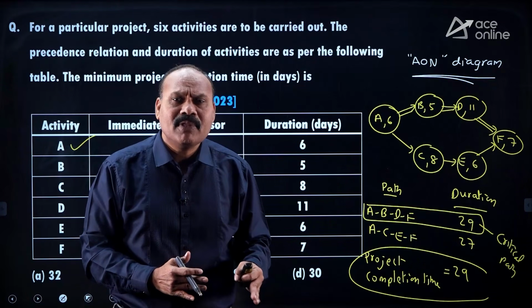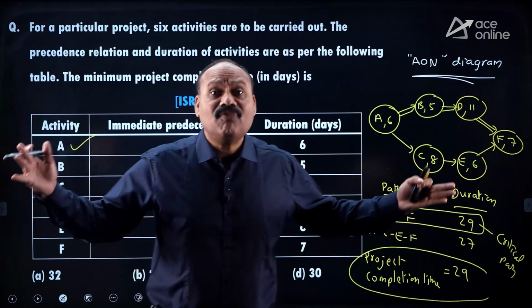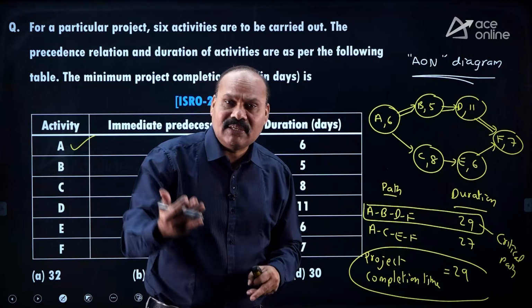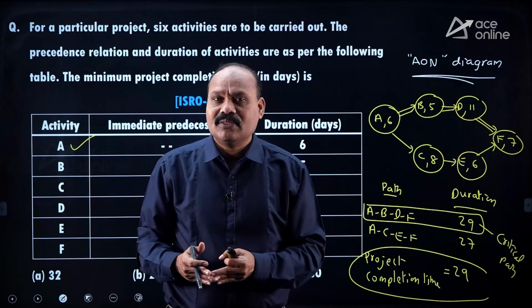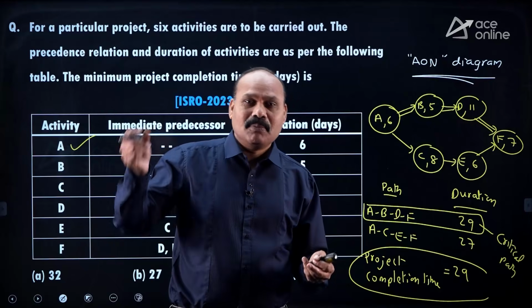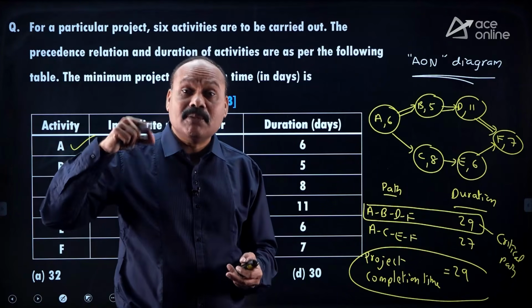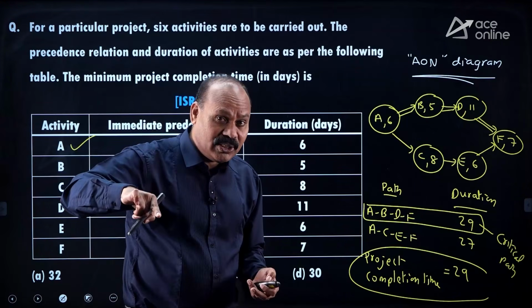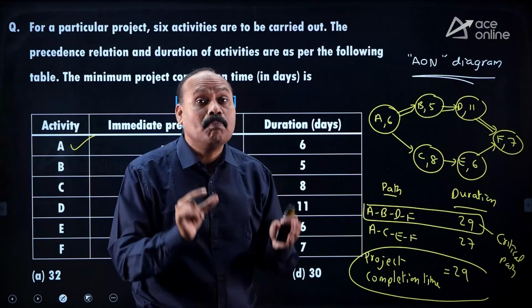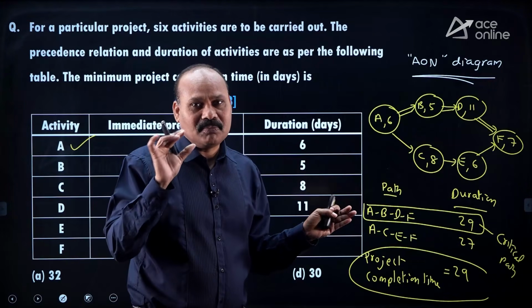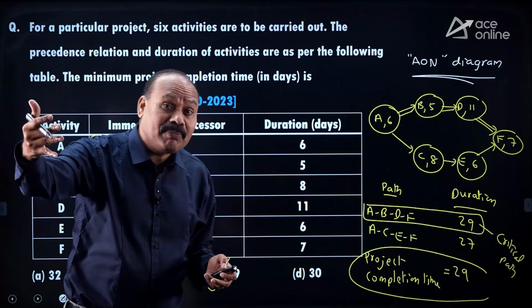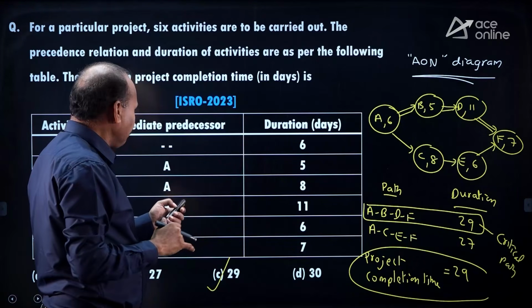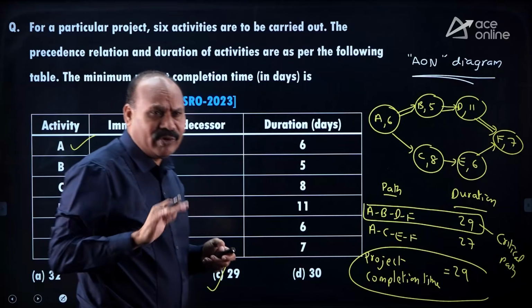What is the project completion time? Project completion time is nothing but completion of all activities. So when do you complete all activities? 29. Suppose you take 27, by that time this path is not completed, so you cannot say project is completed. Don't get confused. Critical path is having maximum duration, but it is the minimum time required to complete the project. Okay, so remember this point. What is the maximum time required to complete the project? It could be infinity. So answer is C. Anyway, this is ISRO 2023.